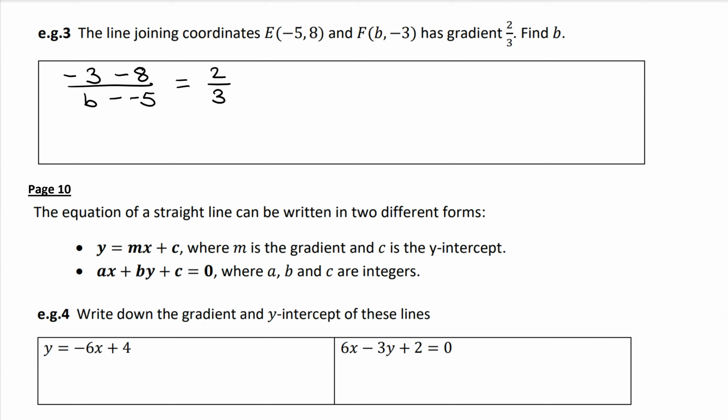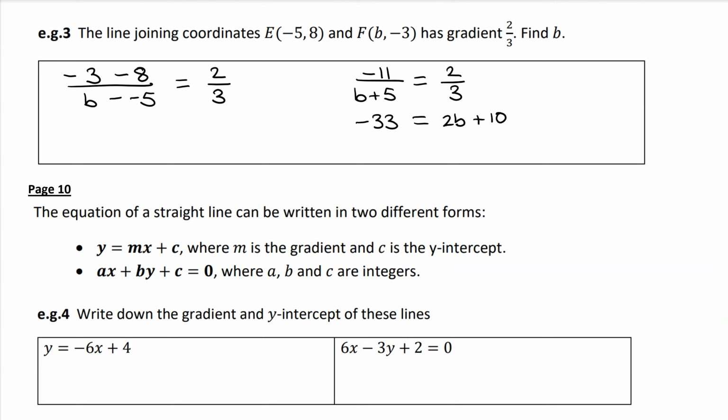So if we just start to simplify this a little bit, we have minus 11 on top, b plus 5 on the bottom here, and then we've got 2/3, okay, because that's our gradient. So now what I'm going to do is multiply both sides by 3, and multiply both sides by b plus 5. So just be careful on this right hand side. We do 2 times the b and 2 times the 5 as well.